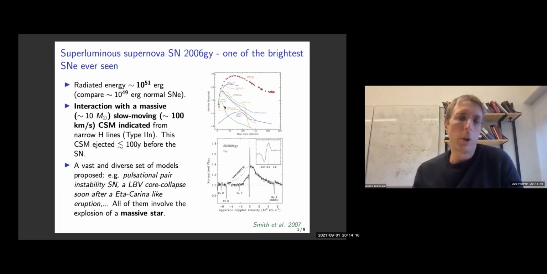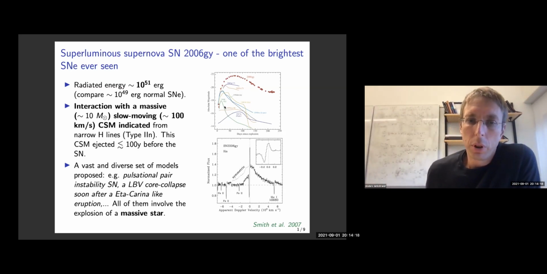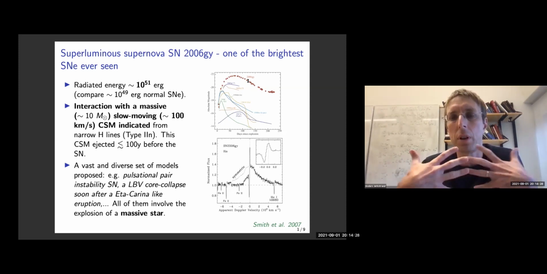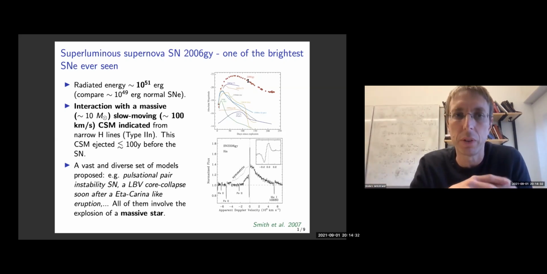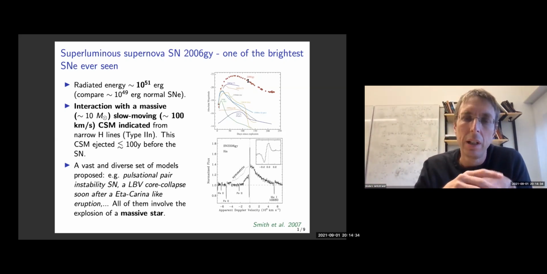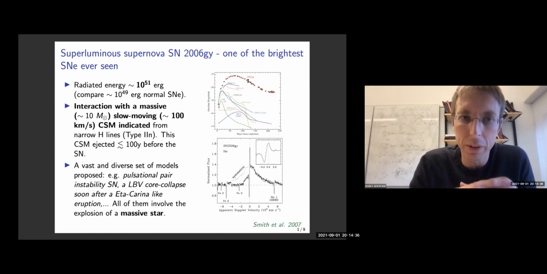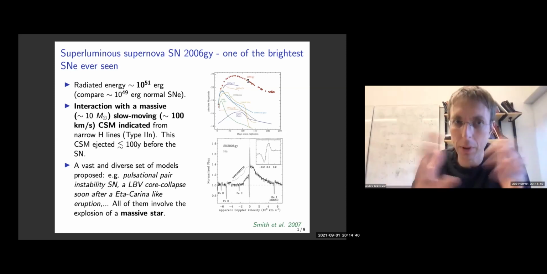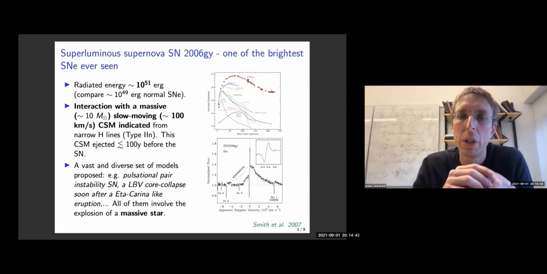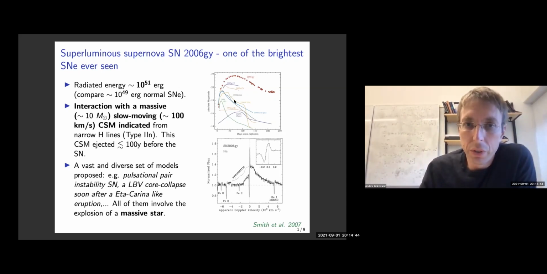So there's been a lot of models proposed, of course, over the years here, but the general consensus that has emerged is that what we're seeing here is some sort of diffusion process where we have an interaction with the supernova and a massive CSM of some kind. And the numbers we are talking about is that you need to have something of order 10 solar mass CSM outside of the supernova.